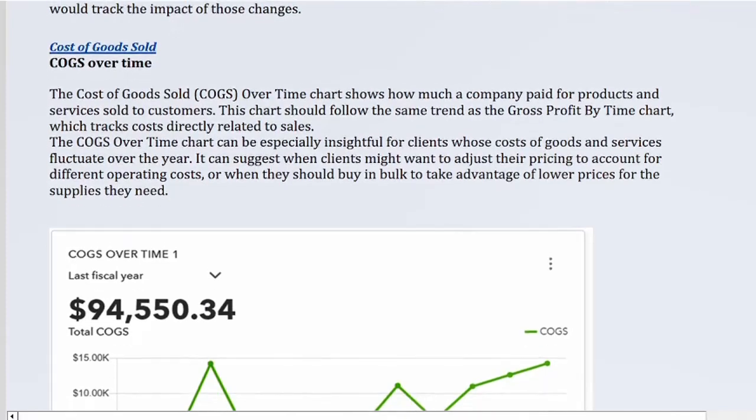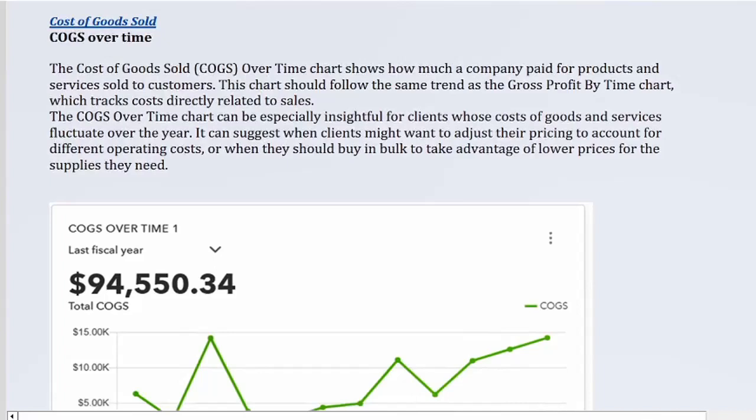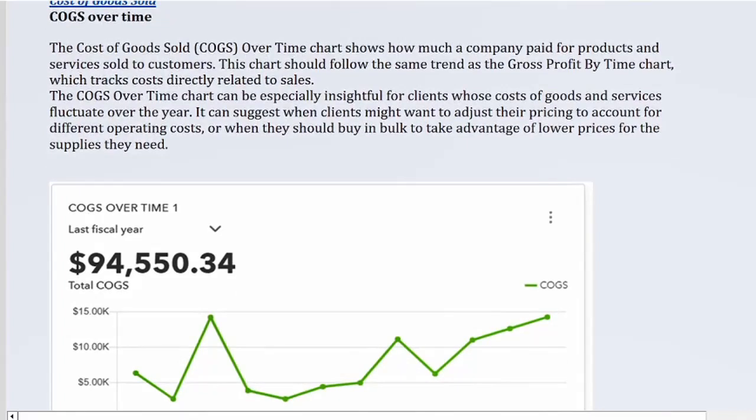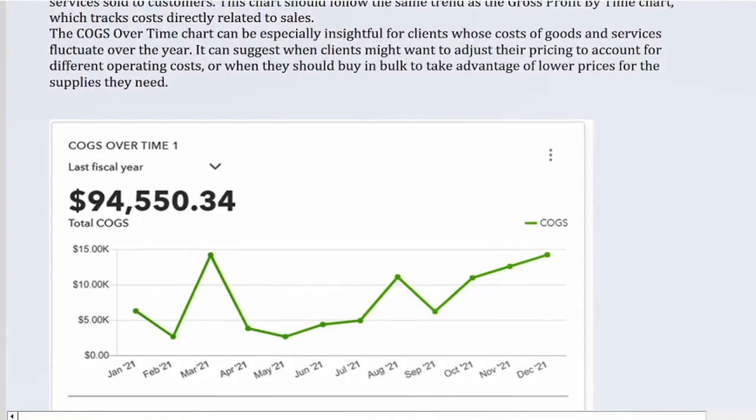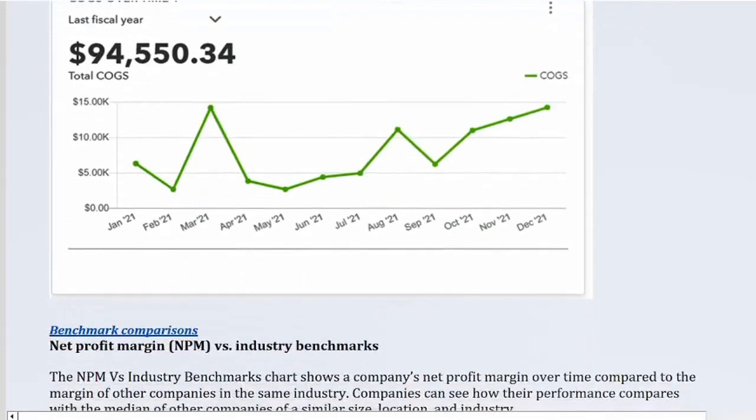The cost of goods sold (COGS) over time chart shows how much a company paid for products and services sold to customers. This chart should follow the same trend as the gross profit by time chart, which tracks costs directly related to sales. The COGS over time chart can be especially insightful for clients whose costs of goods and services fluctuate over the year. It can suggest when clients might want to adjust their pricing to account for different operating costs, or when they should buy in bulk to take advantage of lower prices for the supplies they need.